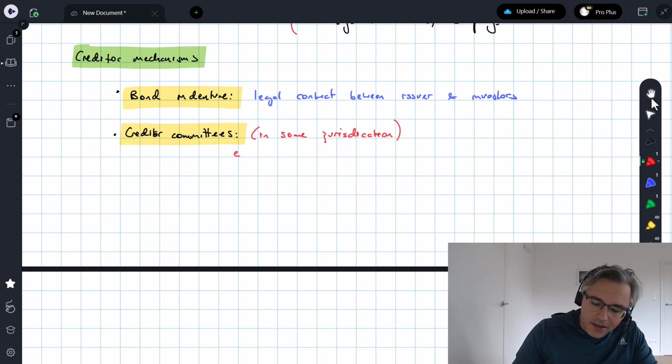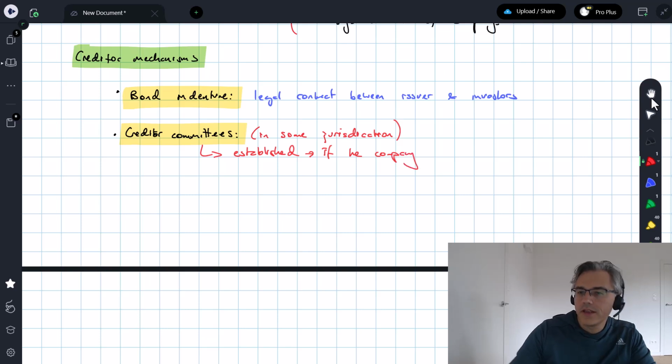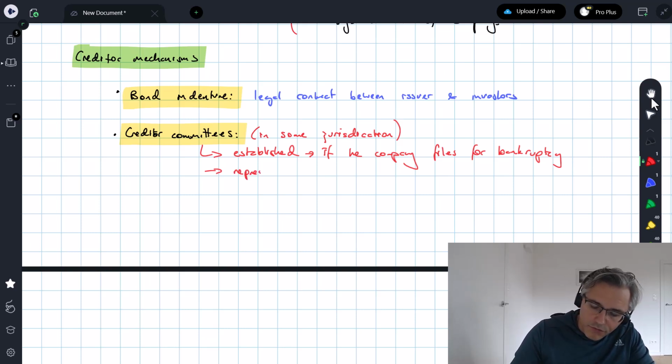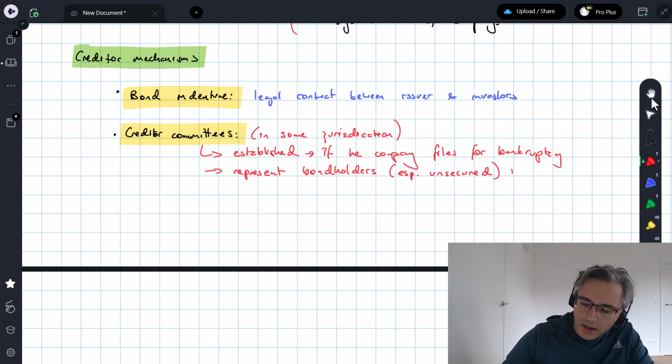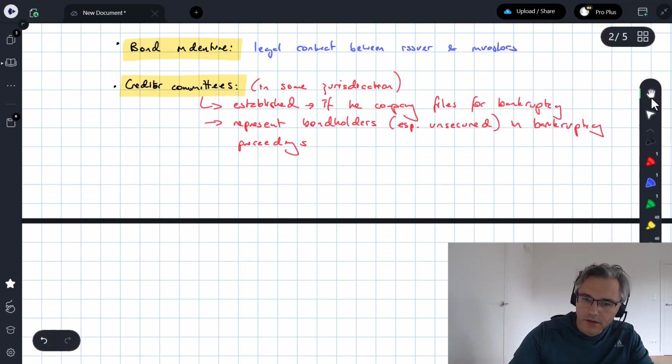So such a committee gets established, put in place, only if the company who's the issuer of the debt files for bankruptcy. And the idea behind the mechanism is to give representation to the bondholders. So it's supposed to represent the bondholders, by the way, especially those who are most vulnerable, so especially the ones who hold unsecured debt in the whole bankruptcy process, so in bankruptcy proceedings, just to give them a more coordinated voice.